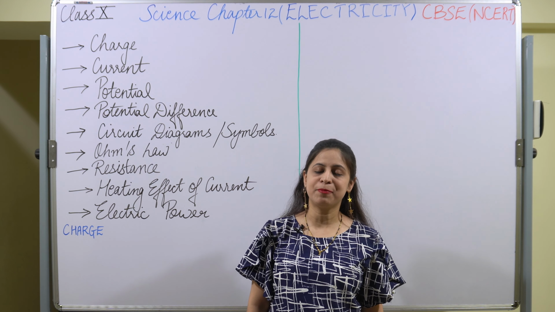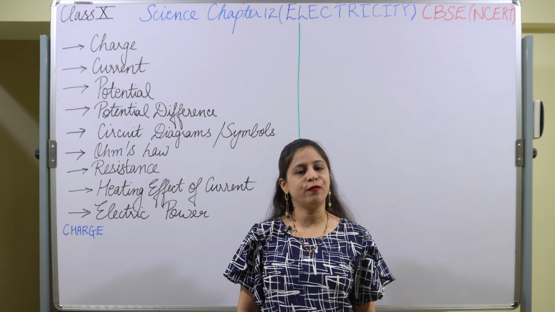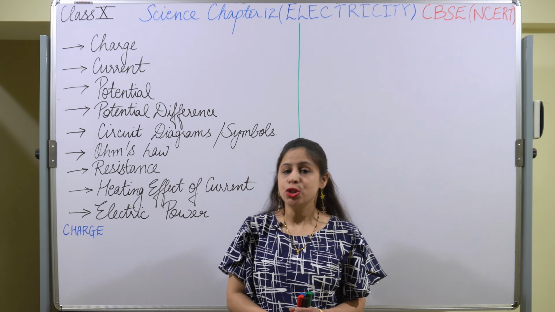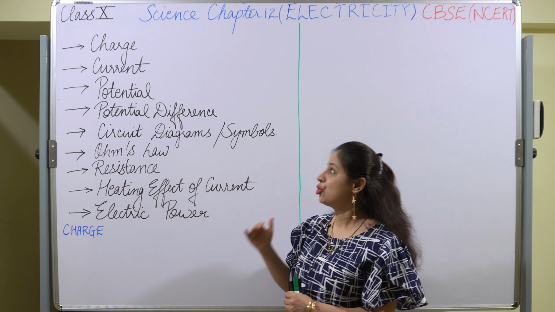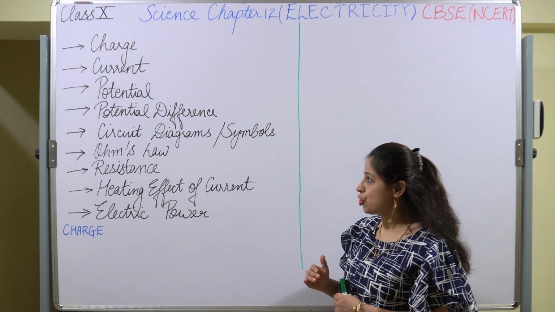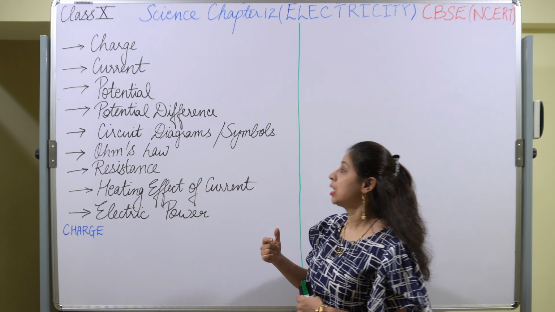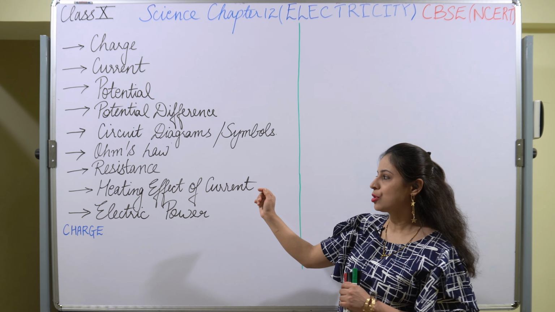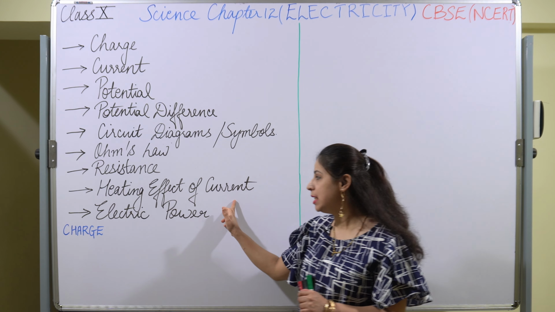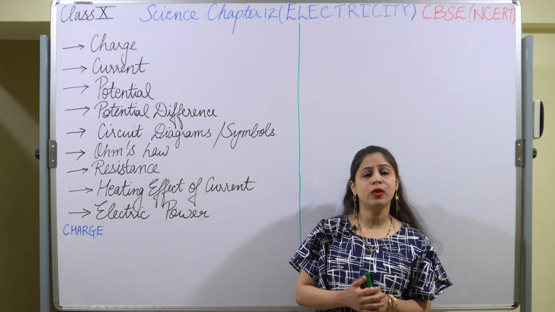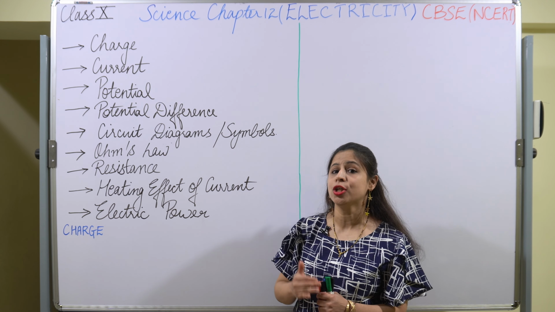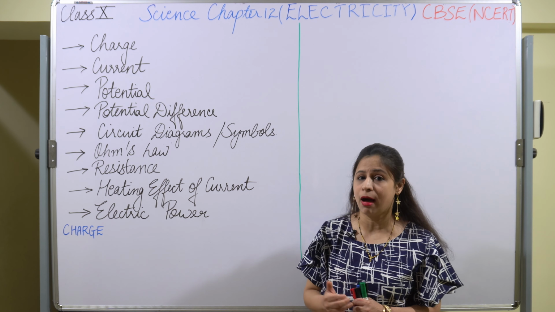So let us start with chapter 12, Electricity, of class 10 CBSE. In this chapter, the main topics which we have to study are charge, current, potential difference, circuit diagrams and symbols, Ohm's law, resistance, heating effect of current and electric power. In this session, we are going to discuss charges and current.